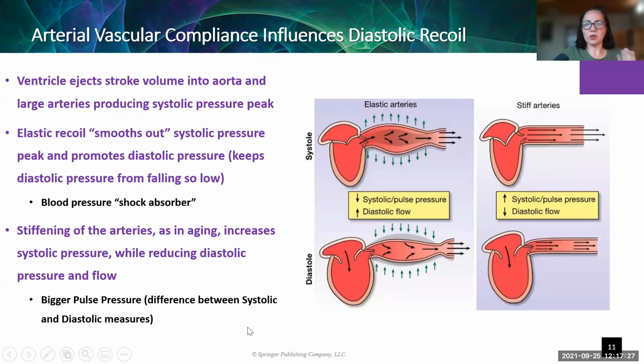So that's in our older patients, we start to see not only a creeping up systolic, but an increasing pulse pressure, a bigger difference between systolic and diastolic. So having a low diastolic measurement, if you have a high systolic measurement, is not a good sign. It's a sign that the arteries are stiffening.